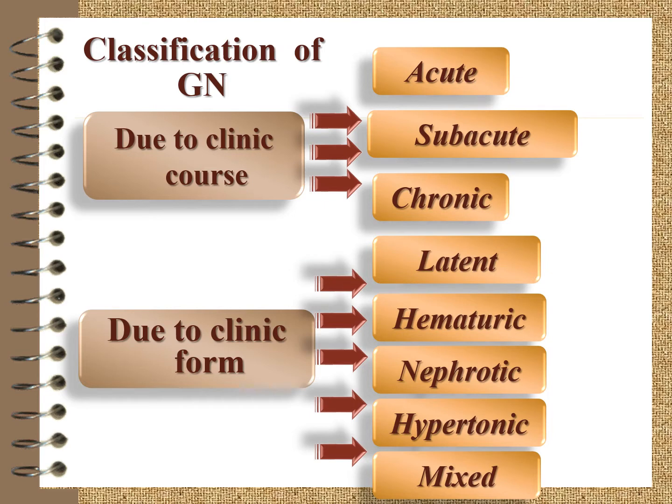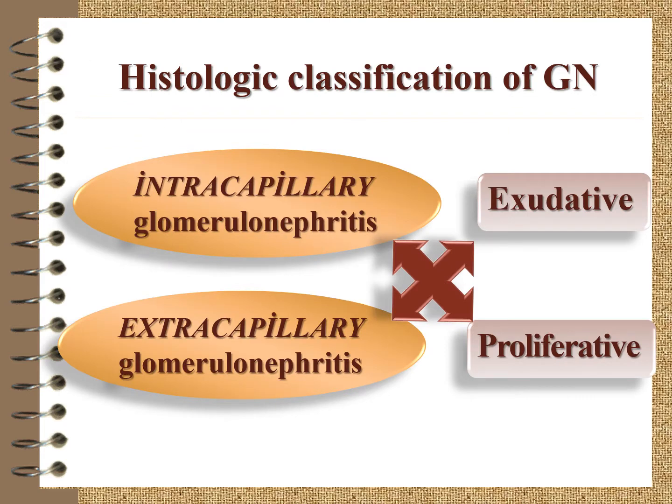Classification of glomerulonephritis. According to clinical course, there are acute diffuse glomerulonephritis, subacute or rapidly progressive glomerulonephritis, chronic glomerulonephritis. According to clinical form: latent, hematuric, nephrotic, hypertonic, and mixed. Histological classifications depend on the localization of the process, subdivided into intracapillary glomerulonephritis, which may be exudative and proliferative. Inflammatory cells and epithelial cells proliferation is primarily in capillary tufts.